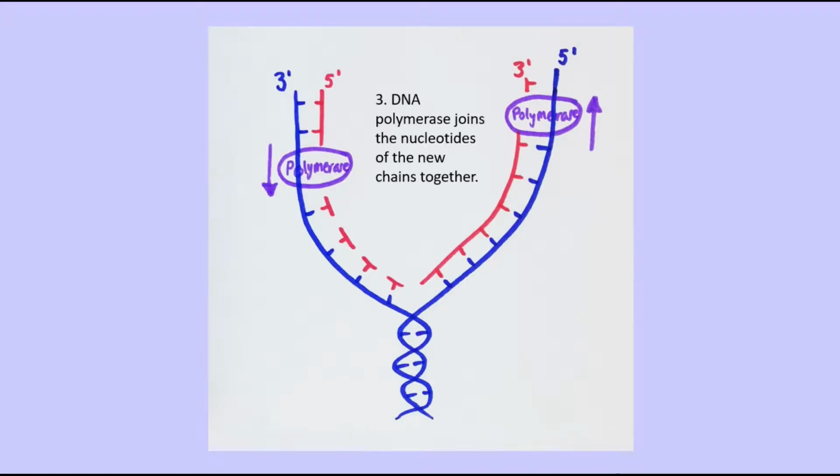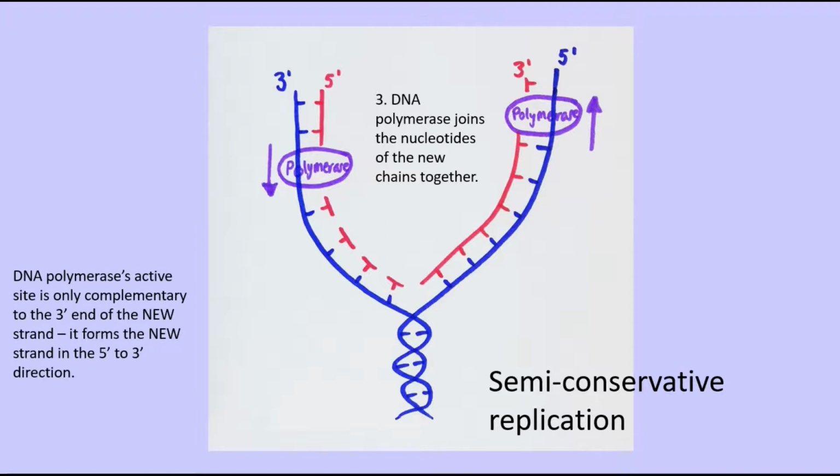Finally, another enzyme called DNA polymerase joins the new nucleotides together by phosphodiester bonds, creating new sugar phosphate backbones. So we create two new strands of DNA, each with one strand from the original DNA molecule and one new strand. This is therefore known as semiconservative replication.